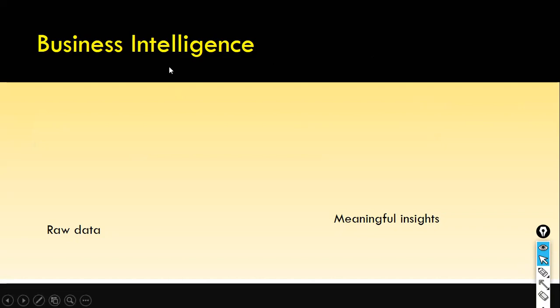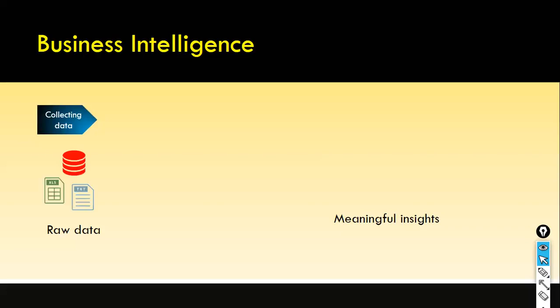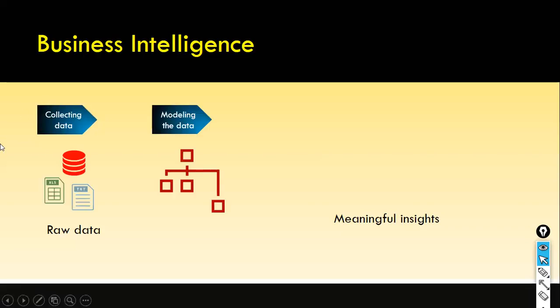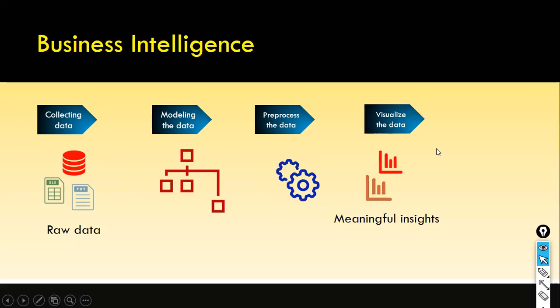Business intelligence has two streams in it. One is the ETL, the other one is the reporting part. But what exactly is business intelligence all about? Business intelligence is nothing but a set of processes. What do you mean by a set of processes? Collecting the required data from different source systems, combining them and pre-processing the data, and then we model the data, and then we visualize the data.